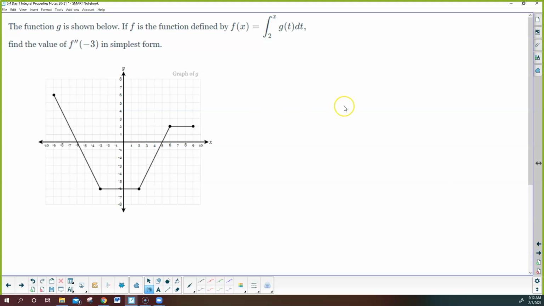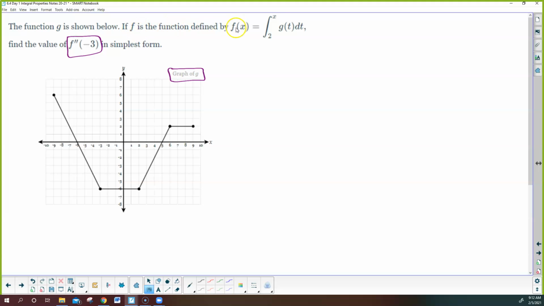Okay, so this is the part I wanted to show you, and I'm going to go through these really quick. But in Delta Math, you're going to have problems like this, and I want to show you how to deal with these problems. So they're telling us the function G is shown below. So you always want to make sure you know what your graph is. This is the graph of G.